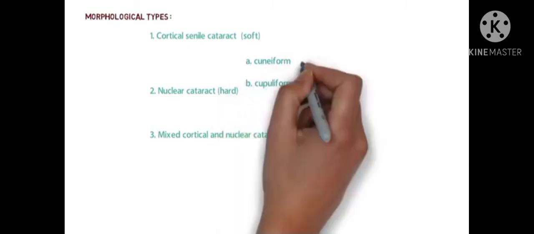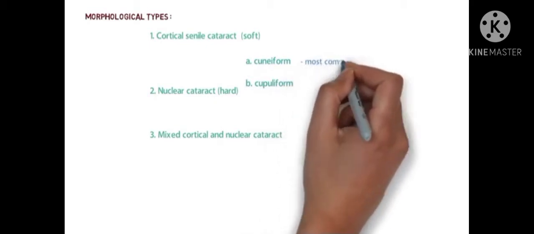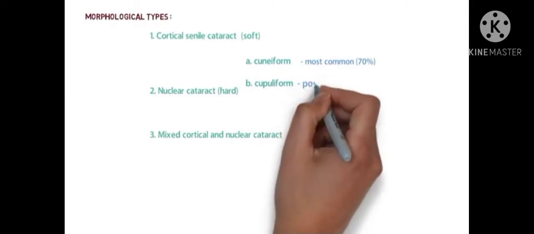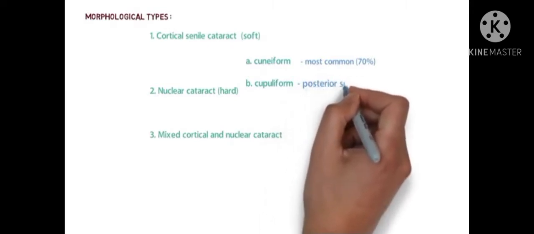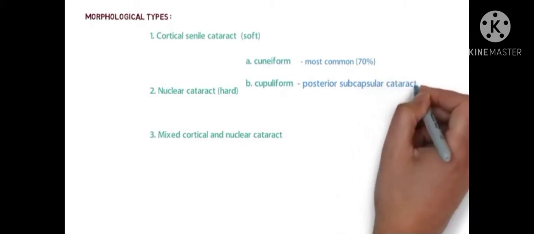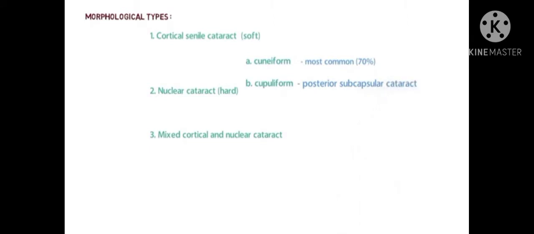Cuneiform is the most common type of cataract, occurring in 70%, while cupuliform is a posterior subcapsular cataract because it occurs in the posterior subcapsule of the lens. Now moving toward the etiology of senile cataract.